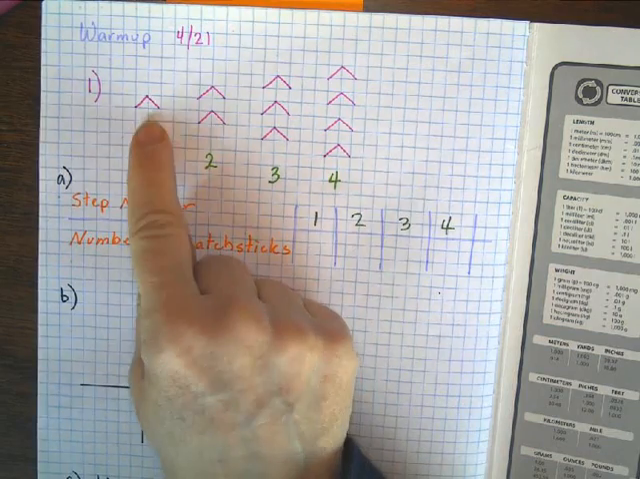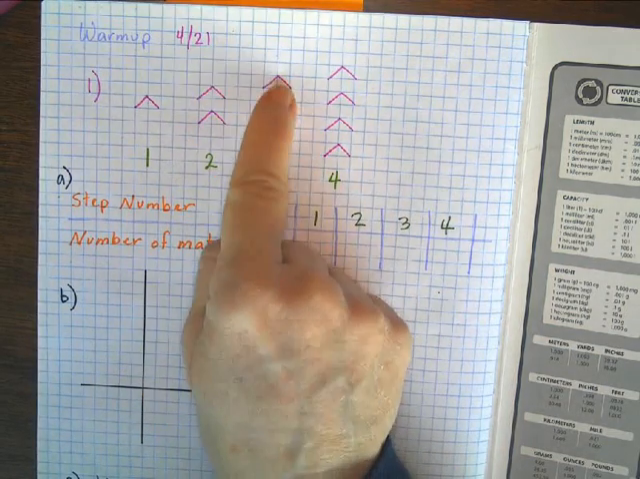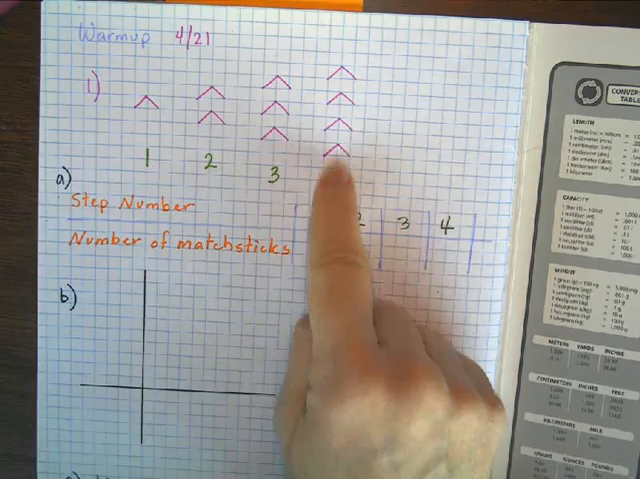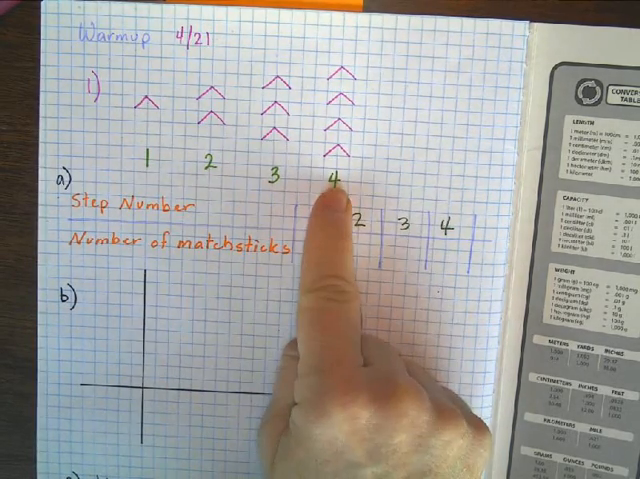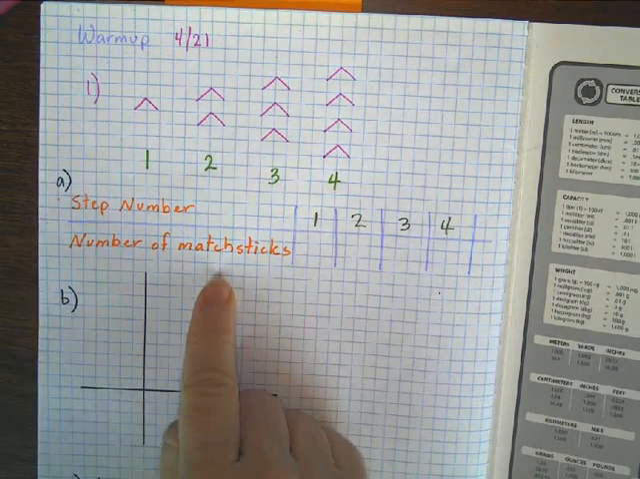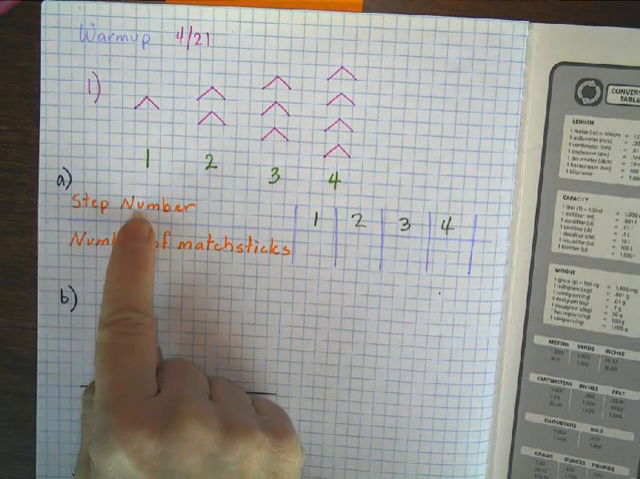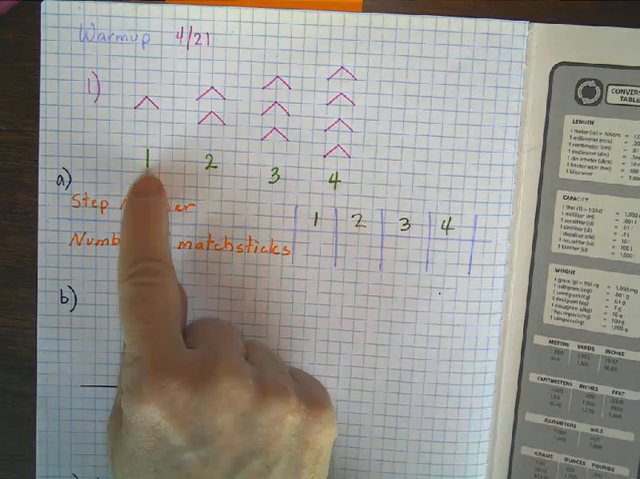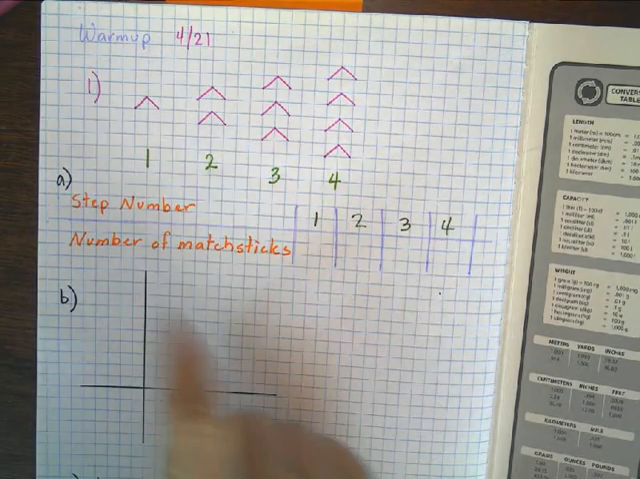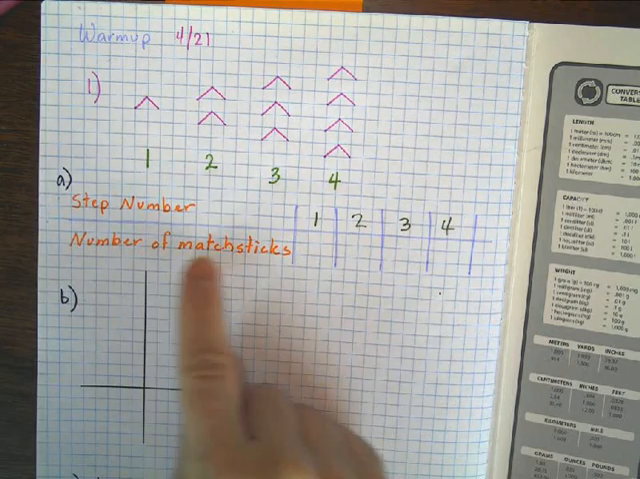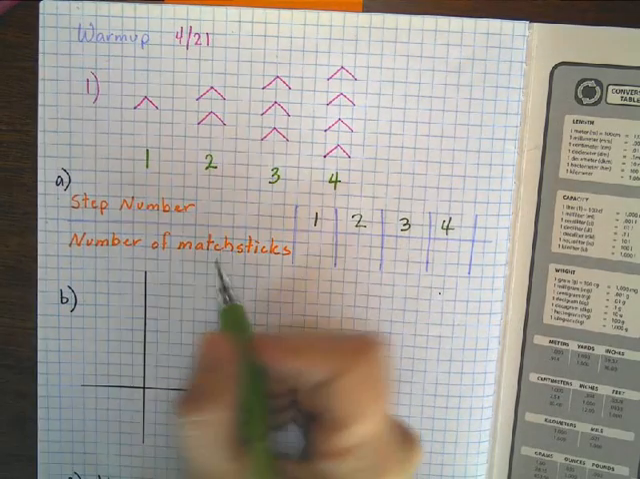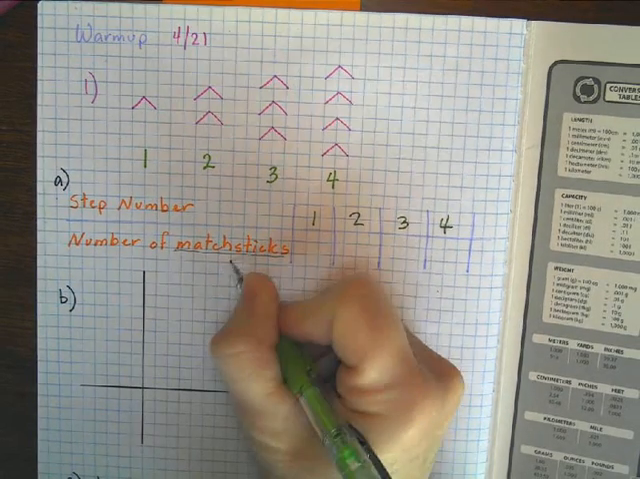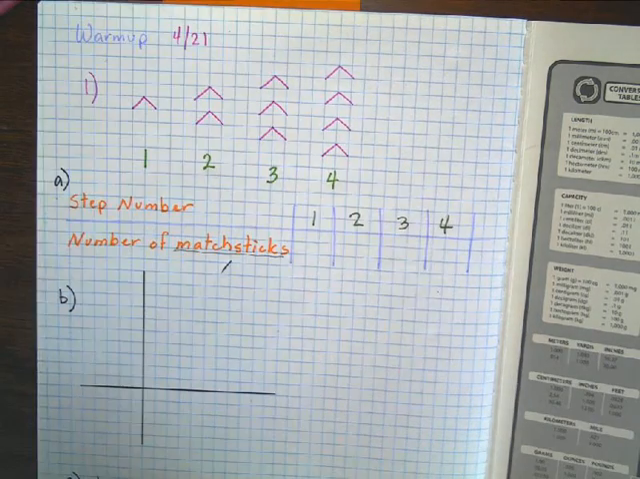So notice we have these little upside down V's, and we have 4 steps. Step 1, step 2, step 3, step 4. So in my table, it says step number, and 1, 2, 3, 4, that's these numbers. And then it says number of matchsticks. What is a matchstick? A matchstick is each individual line, okay? Each little line is a matchstick.